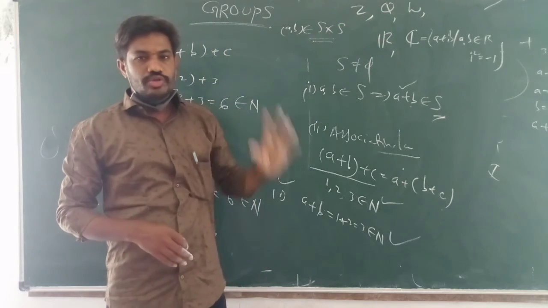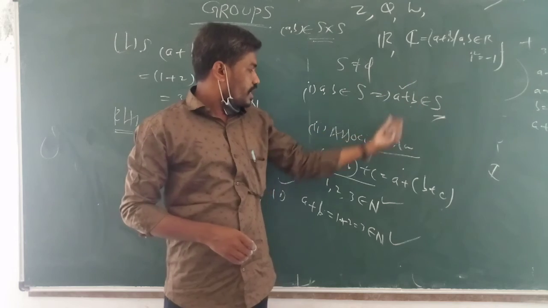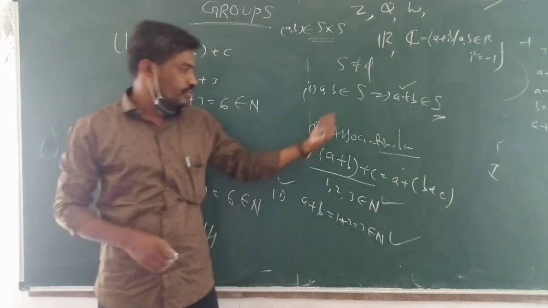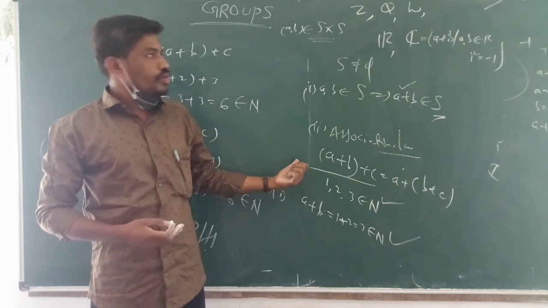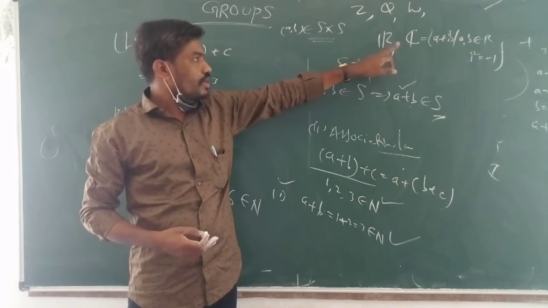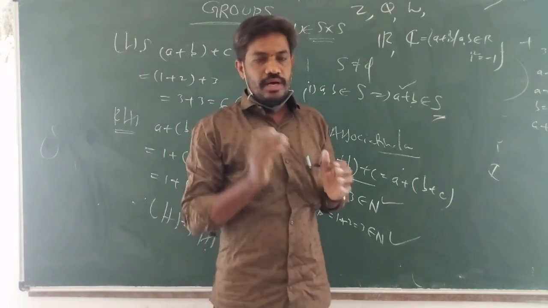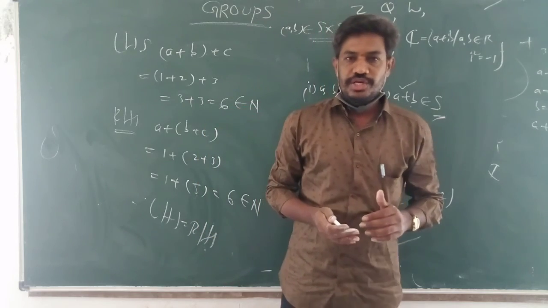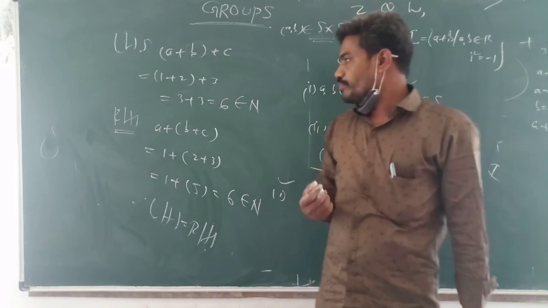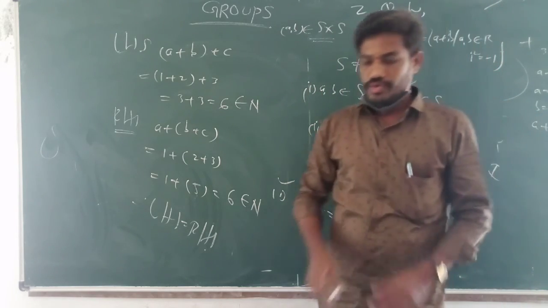What are the two laws? Closure law and associative law. Closure law means a + b belongs to the set, and associative law means (a + b) + c equals a + (b + c). These are the two conditions. You can check now for the sets Z, Q, W, and real numbers. Complex numbers I will discuss today. So the binary operation definition is important, and also closure law and associative law. You can practice these definitions. Very important is the binary operation definition, and also the closure and associative laws. Okay.